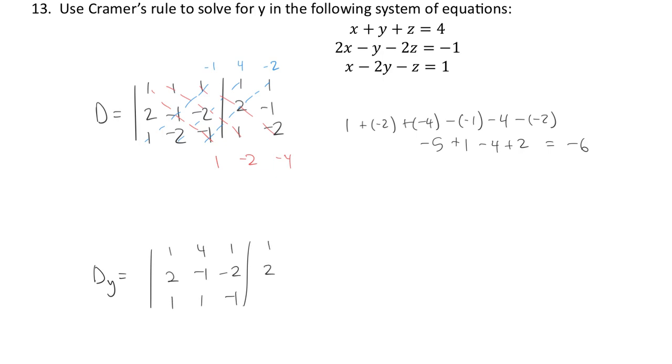Again, just for consistency, I'm going to use the same method of copying the first two columns over to the right side. And this cross, so 1 times negative 1 times negative 1 is 1. 4 times negative 2 times 1 is negative 8. And then 1 times 2 times 1 is 2. Then in this direction, 1 times negative 1 times 1 is negative 1. 1 times negative 2 times 1 is negative 2. And negative 1 times 2 times 4 is negative 8. The bottom numbers there are going to add, 1 plus negative 8. Let's do this. Ones in blue we're going to subtract.